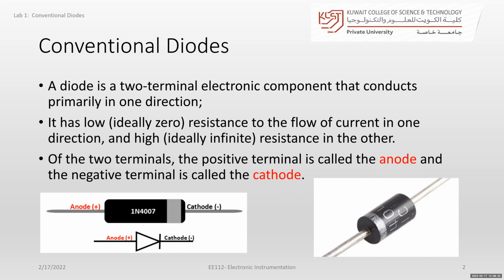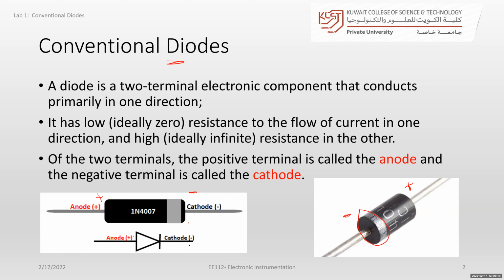Have you studied diodes in your lecture? Yes. Do you know what a diode is? Can anyone tell me what a diode is? So a diode is a two-terminal device. It has one positive terminal and one negative terminal. This gray part is shown here also. This gray is negative and this black is positive. The symbol of the diode: this one is positive.